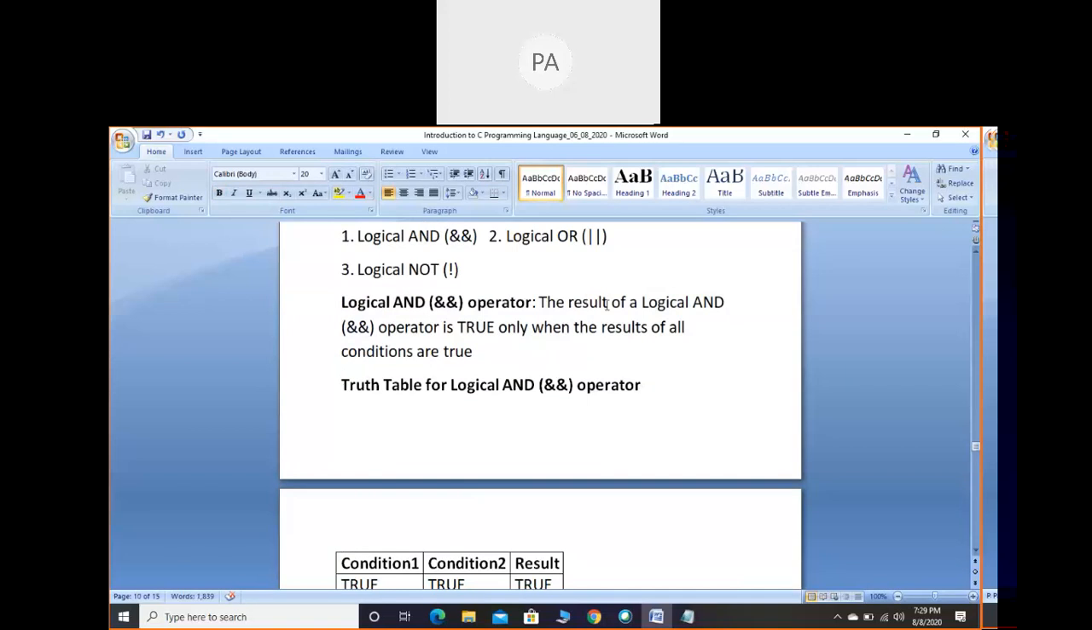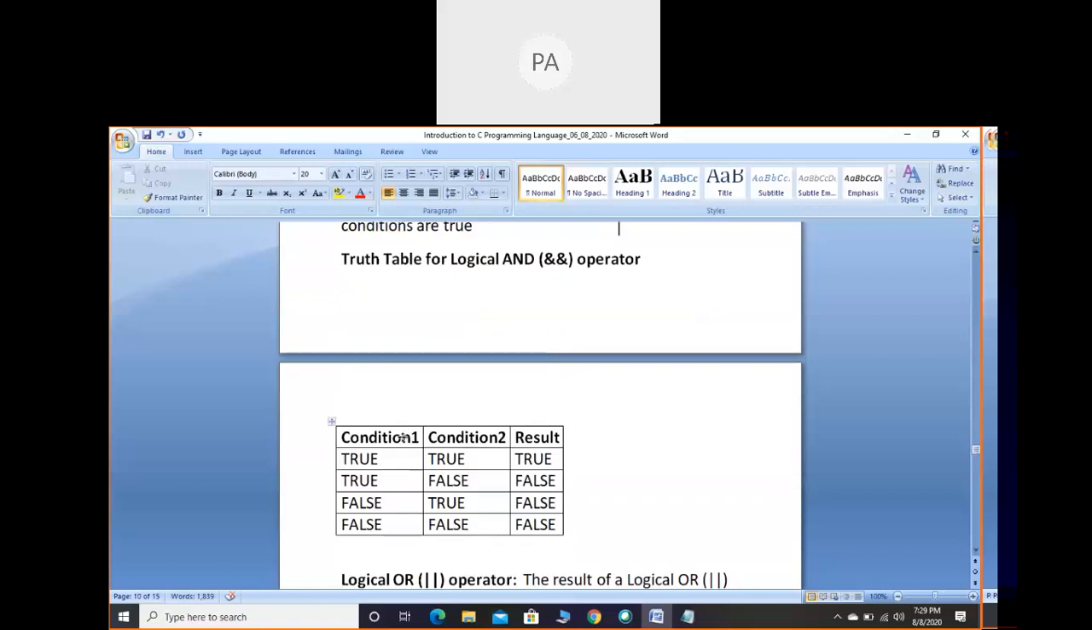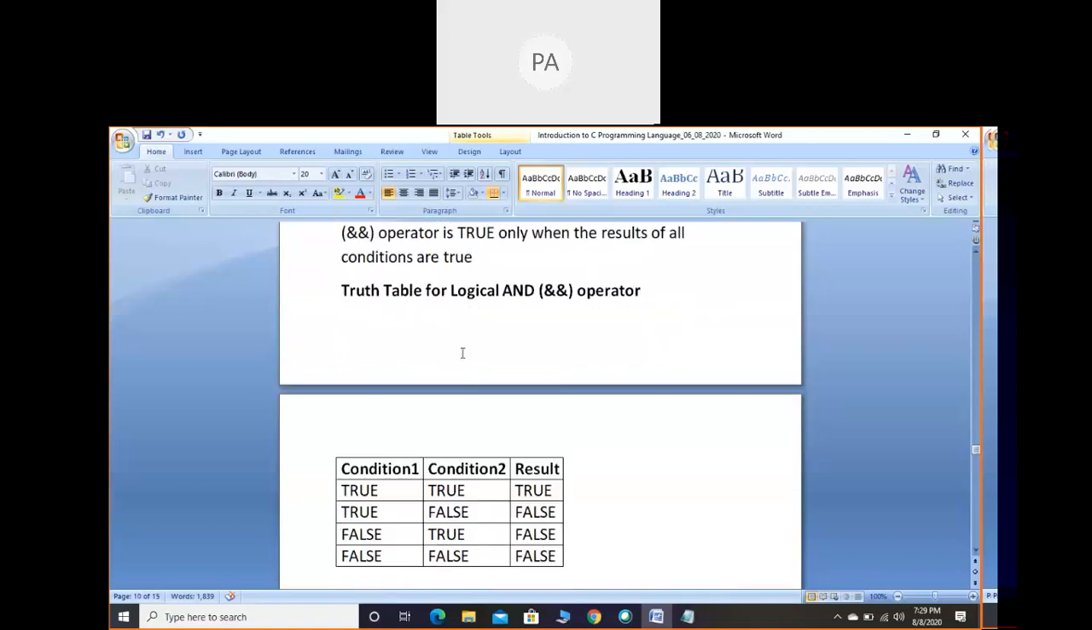The result of a logical AND operator is true only when the results of all the conditions are true. Here all the conditions means how many conditions are there? Only two conditions. So you just look at all the rows and look at where both the conditions are true. Only in the first row both the conditions are true. So condition 1 is true, condition 2 is true. Then only in the first case you write the result as true, in the remaining cases it is false only. That is the rule of the logical AND operator.